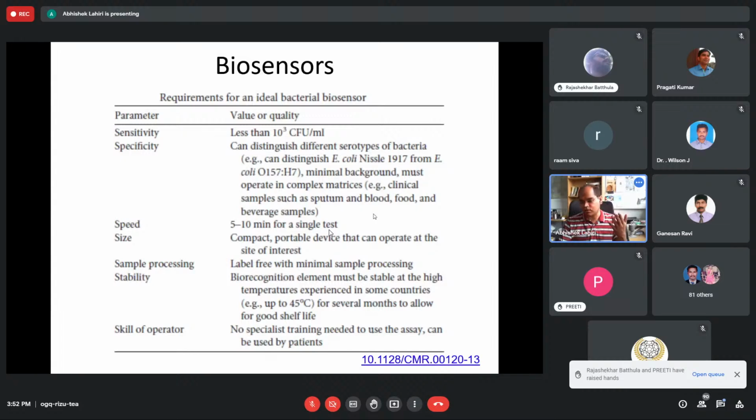And the sensor is very sensitive to atmosphere, so one has to look into whether the sensor can be stabilized under different atmospheric and temperature conditions, and how impurity affects the sensing property. So these are some of the critical aspects for developing better sensors, especially biosensors.